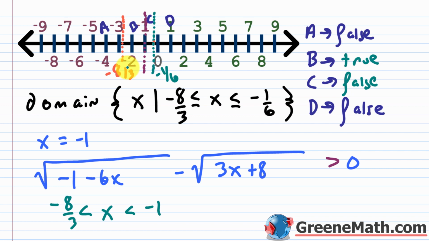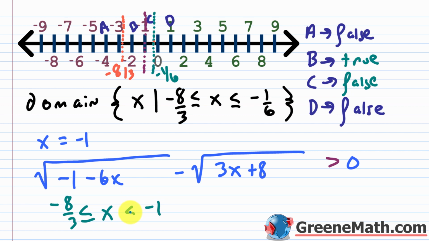But again, if you go less than negative 8/3, you're outside of the domain. So you have to exclude those values. But negative 8/3 itself would work. So I'm going to make this less than or equal to here. Then for -1, it's not going to work because this right here we know would be 0. And 0 is not greater than 0. So this is going to be excluded.